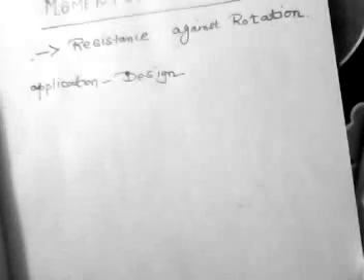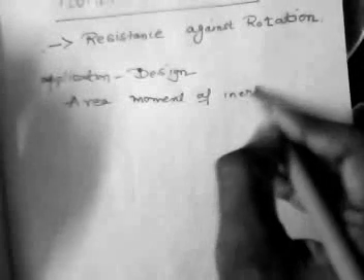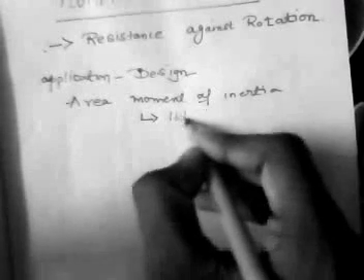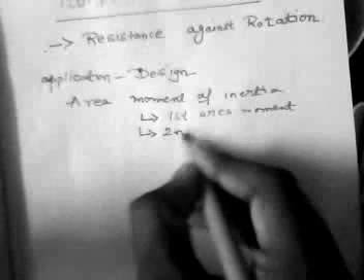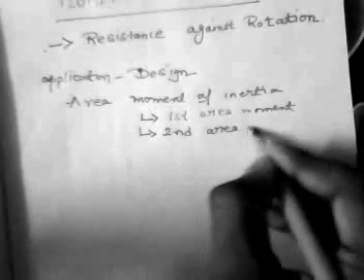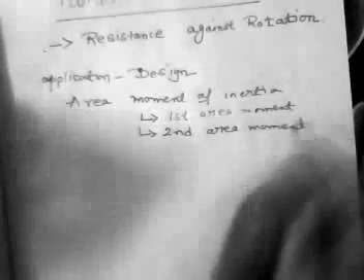Now, the first part we're going to discuss is the area moment of inertia. Area moment is basically of two types. One is the first area moment, another is the second area moment. So what do you mean by first area moment? Okay, let us start.